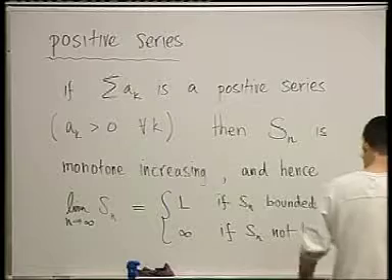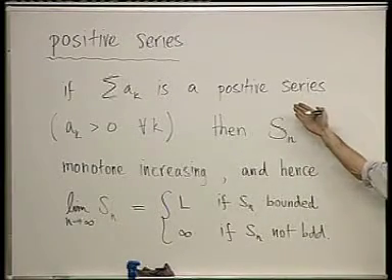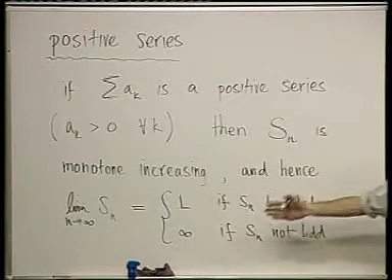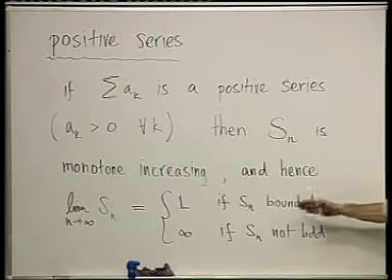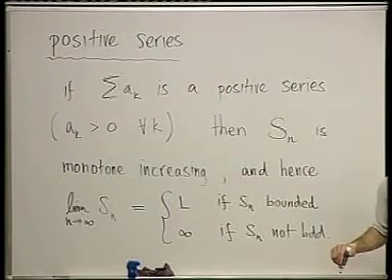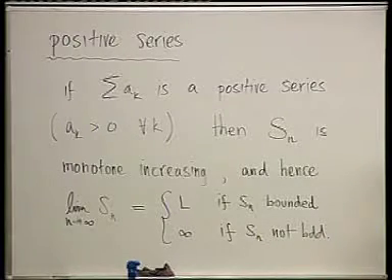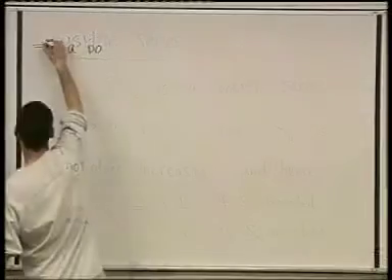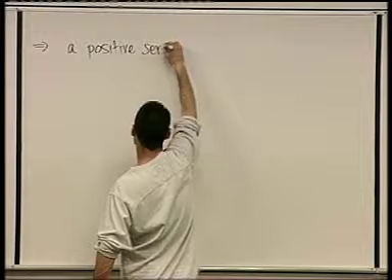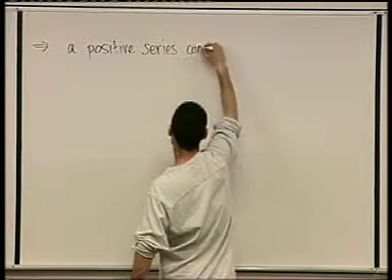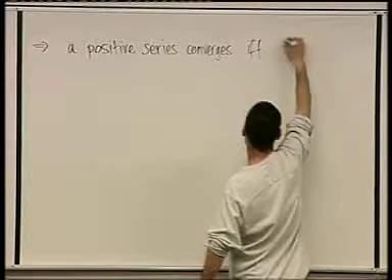So, when we want to study whether a positive series converges, we don't need to actually calculate the limit of the Sns. All we need to do is determine whether they're bounded. If they're bounded, they converge and we're done. Do you agree? Okay, so the conclusion is a positive series converges if and only if Sn is bounded.